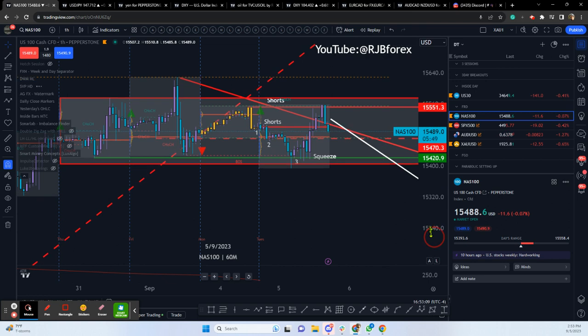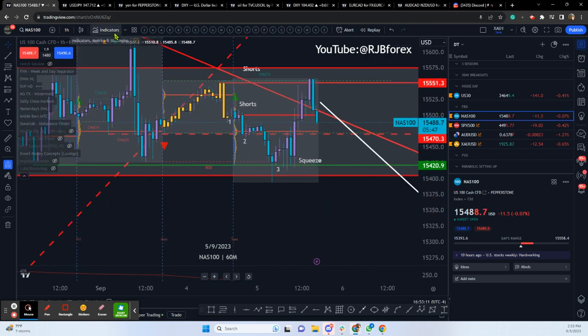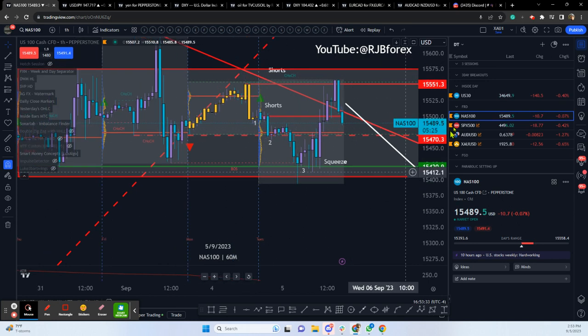But here is another 1, 2, 3 setup for the NAS today. So coming down here, 1, 2, 3, building up, sell off. But someone asked why the Nasdaq rallied? Well, it was a short squeeze, and it came out of 3 levels, drop 1, 2, 3, bam.